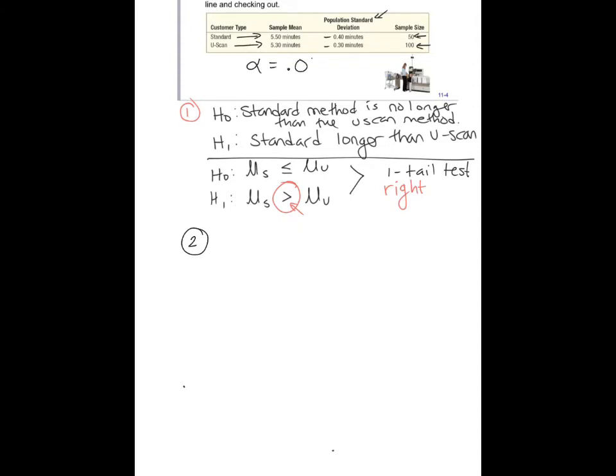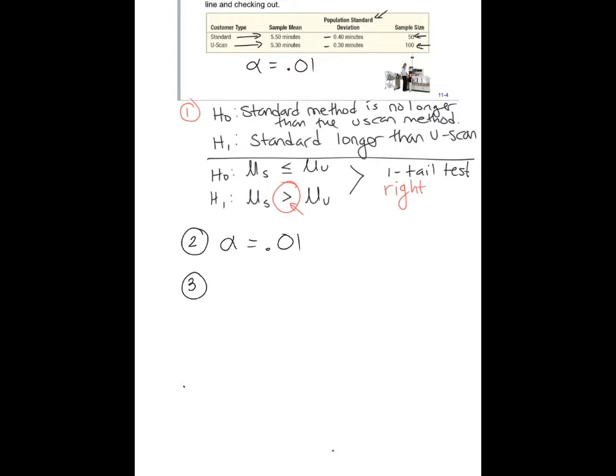Second step is level of alpha. For this problem, let's use an alpha of 0.01. And in all problems, this will be given. And actually, it is given on the slide version of this problem. So we'll use the alpha of 0.01.